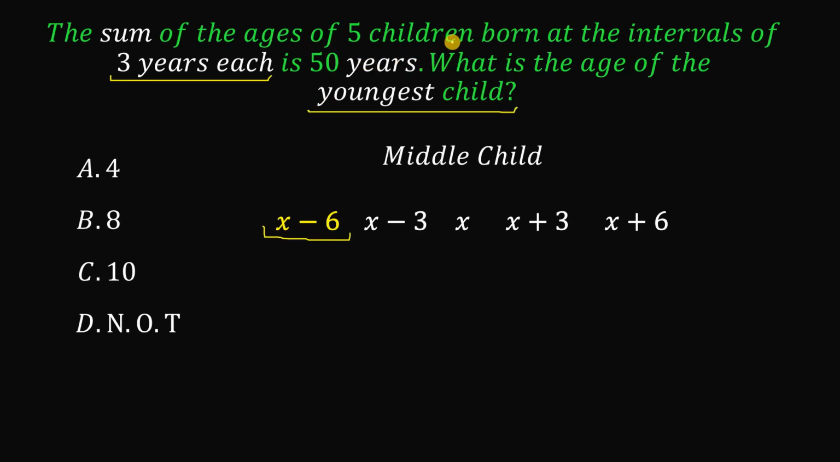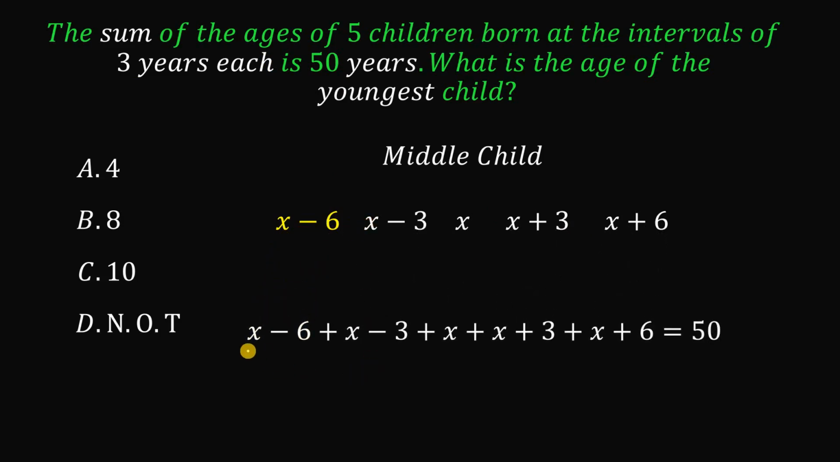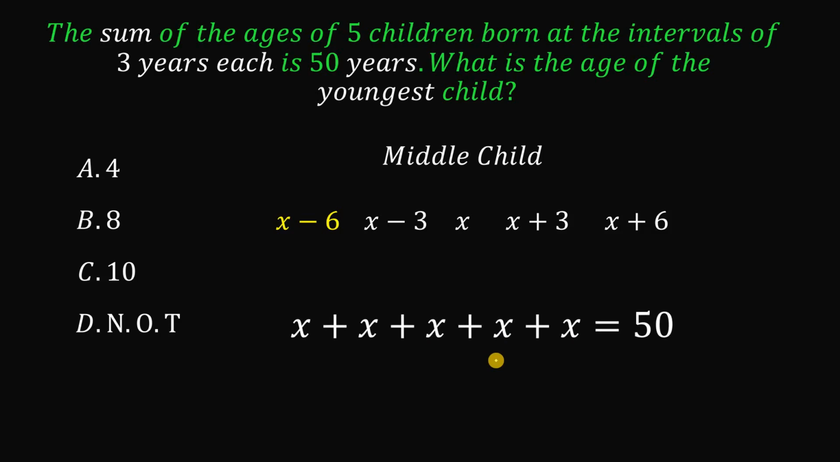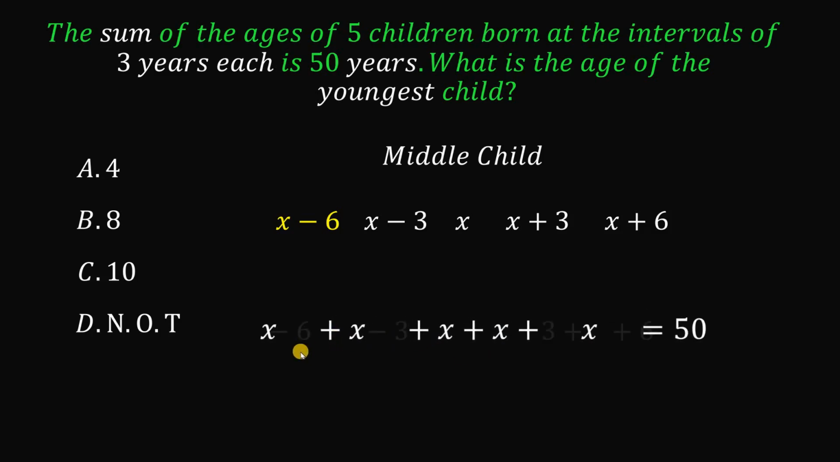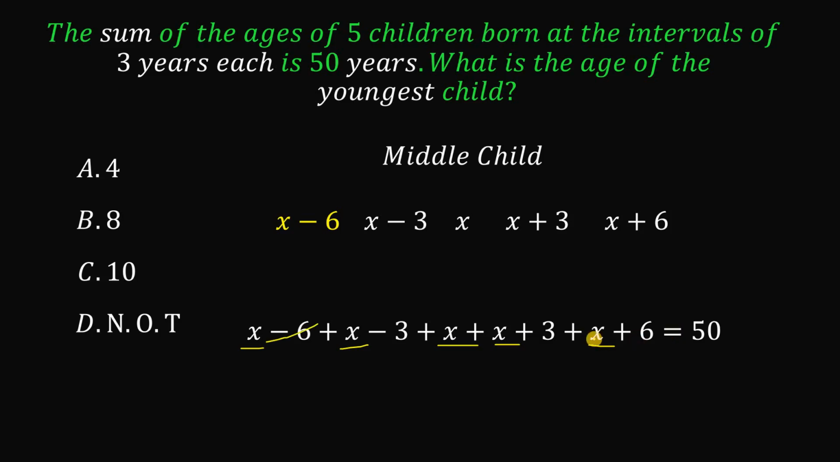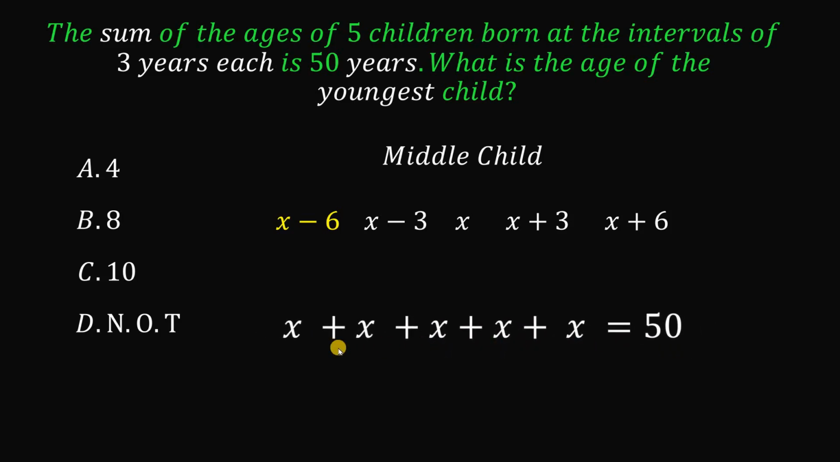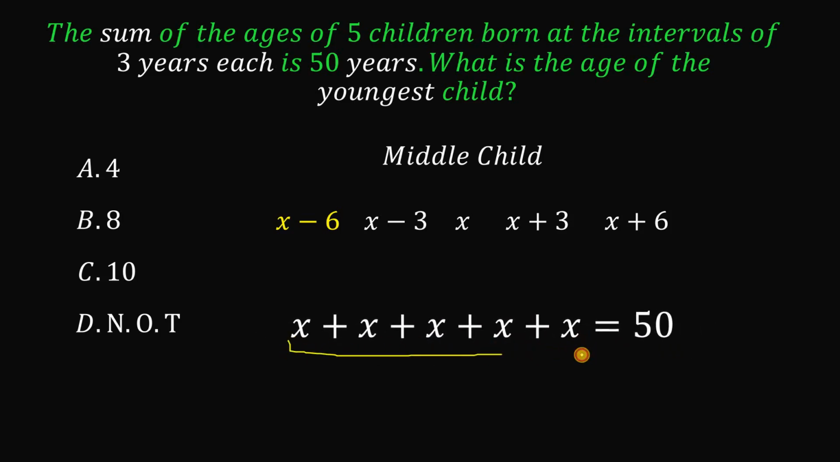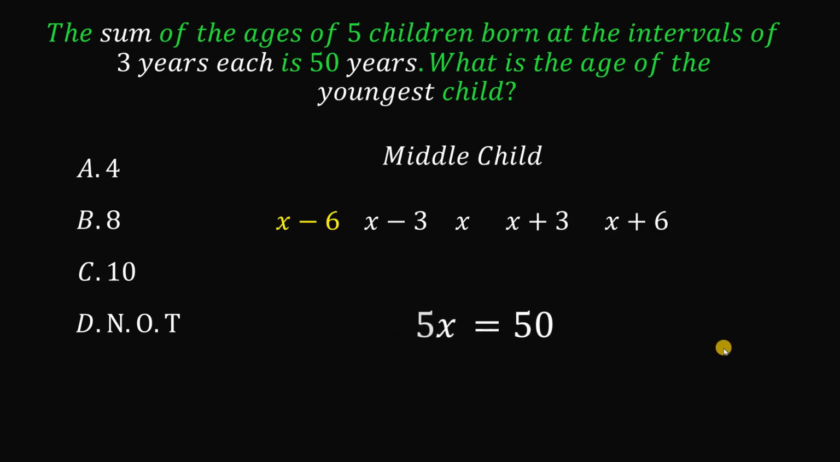Now, the given also is the sum of these 5 children simply equals 50 years. So, if we add all of these ages, we get 50. Now, combining like terms, we have here how many x's? We have here 5x. And take note that we can cancel out negative 6 and positive 6, negative 3 and positive 3. So this is just 5x. Dividing both sides by 5, we get that x equals 10. This is the age of the middle child.